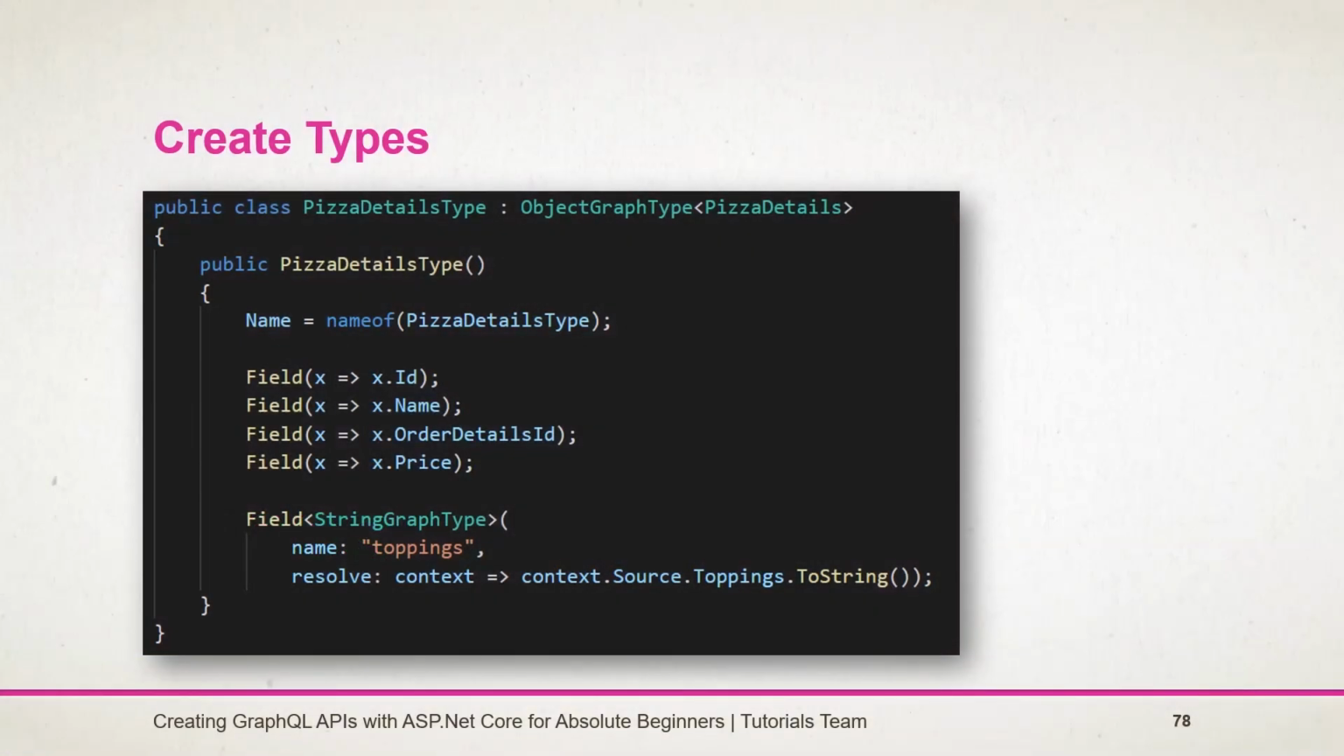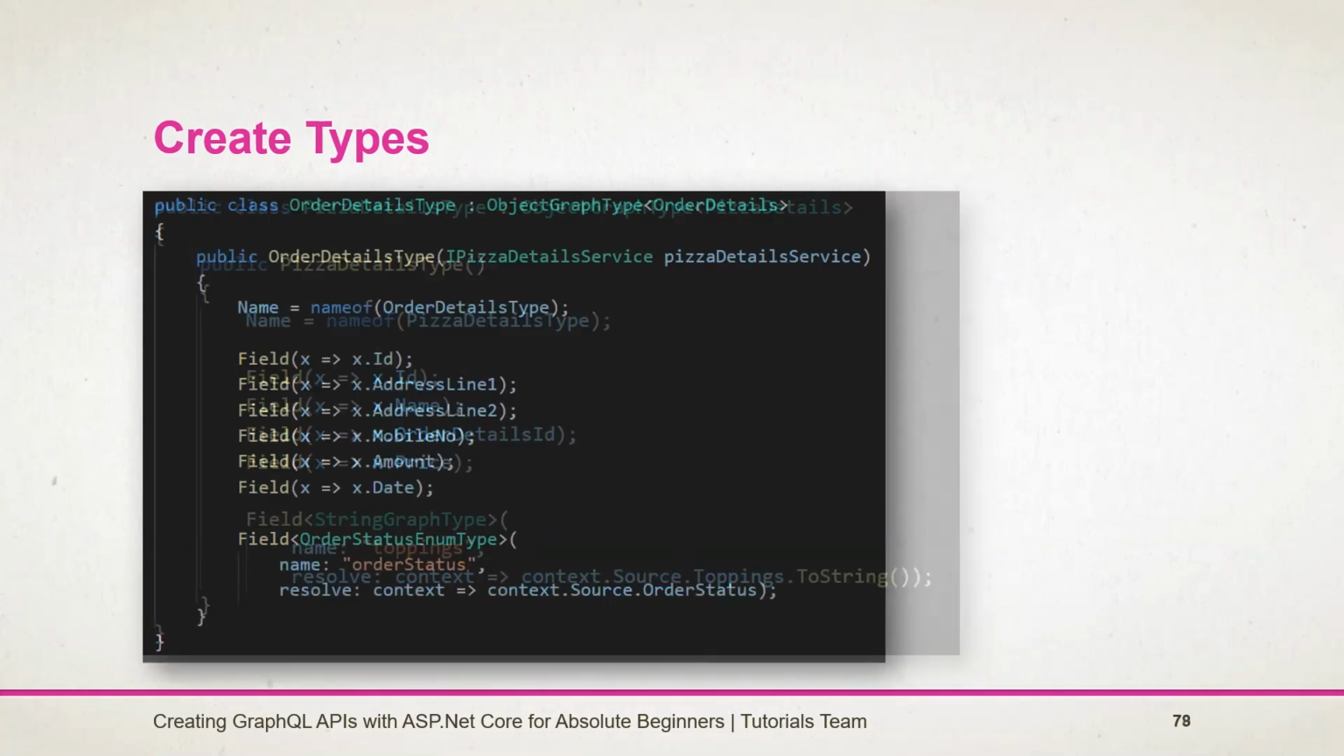We have created various GraphQL types. To create the type, we need to inherit it from the ObjectGraphType. In a generic type parameter, specify the class for which we are going to create the type. Using the Field method, we can add the field type. We can pass the expression as well as use a different name and value. Here we are passing the StringGraphType instead of the enum value.